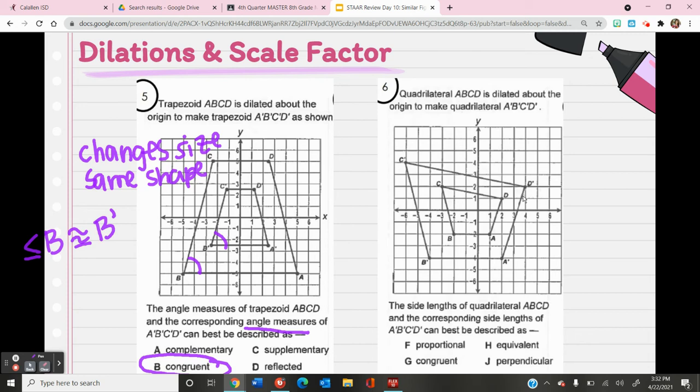for starters, we see that our image gets bigger. So here I had a side length of 1, 2, and 3. Over here, I now have a side length of 1, 2, 3, 4, 5, and 6. So here I see that my image got bigger and my side length got larger. So it cannot be congruent because it is not the same size. And again, equivalent means it is equal, and they are not equal to each other. Perpendicular, I'm not even sure why that's thrown in there. And F is your answer. They are proportional.